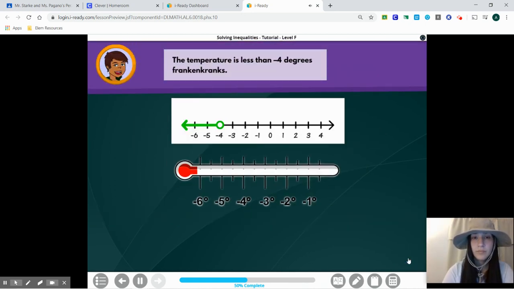If the temperature of the engine starts to rise, we will be A-OK as long as it stays below -4 Frankenkreis. And it can get really, really close, it just can't reach it. And that's why we used an open circle.